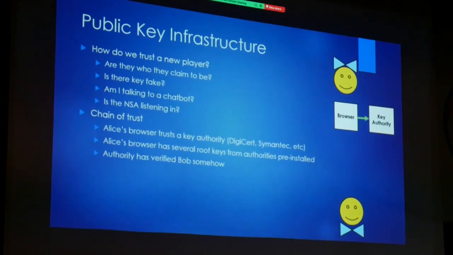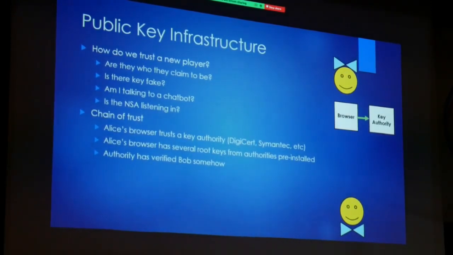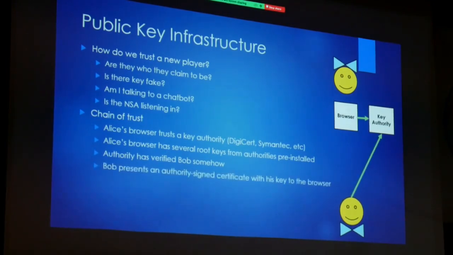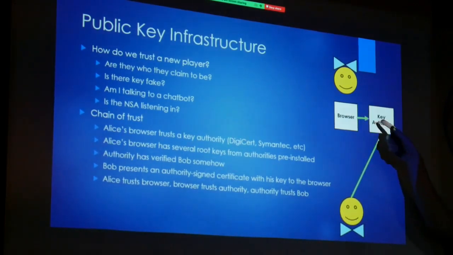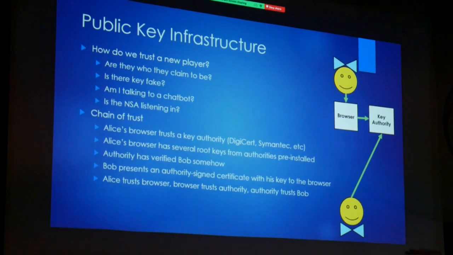The certificate authority, the credential authority, has verified Bob somehow. He paid his money, he gave his driver's license or whatever it was, and checked his bank account for the extra 1 cent that they give you or whatever it is to verify he is who he says he is. Once the key authority trusts Bob, Bob can present a certificate with his key to the browser, to Alice's browser, right? Since Alice trusts the browser, and the browser trusts the authority, then Alice trusts Bob. And that is the completed chain.